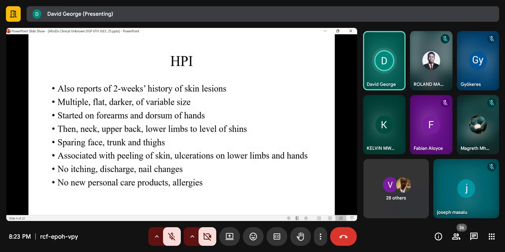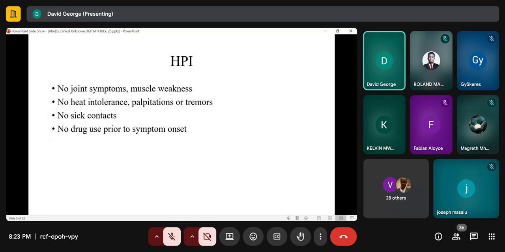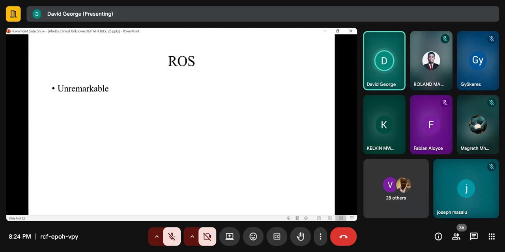He does not report any allergies. He had no joint symptoms, muscle weakness, heat intolerance, palpitations or tremors, no sick contacts, and no drug use prior to symptom onset. So, review of systems was unremarkable. I think you can discuss that.